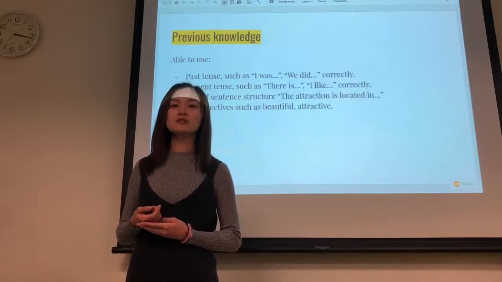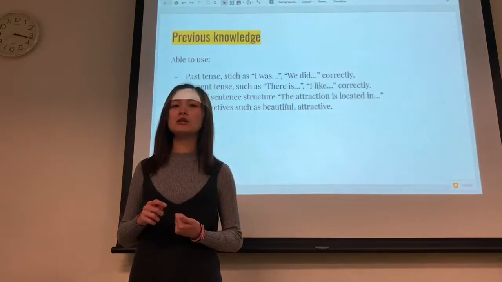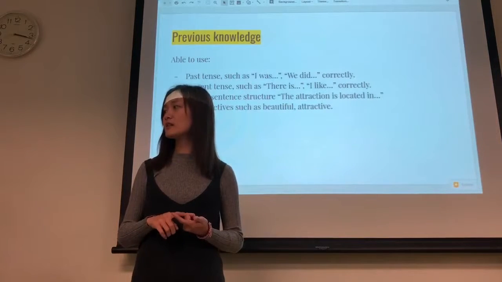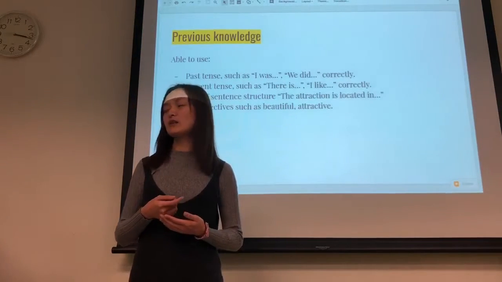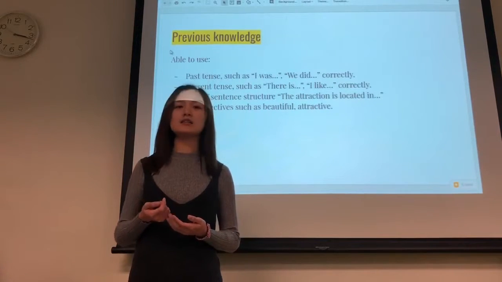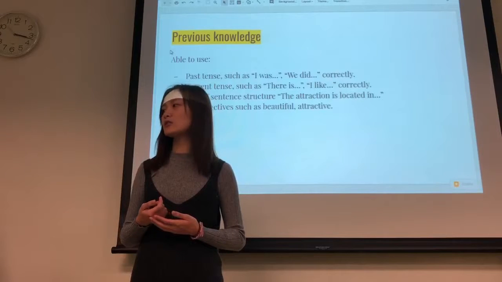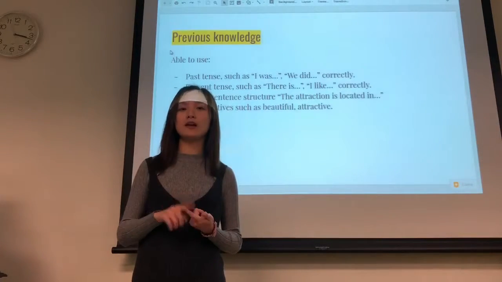Then for the previous knowledge of the students, we expect the students know how to use past tense and present tense, and then they would be able to use the sentence structure, like the attraction is located in somewhere in Hong Kong, and lastly they would be able to use some adjectives to describe the places in Hong Kong, just like they are beautiful and they are attractive.